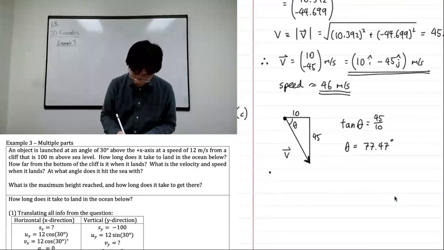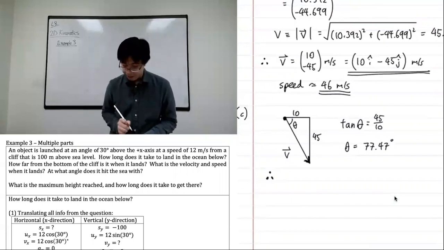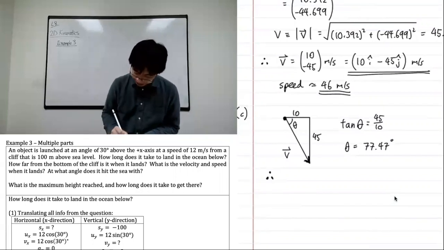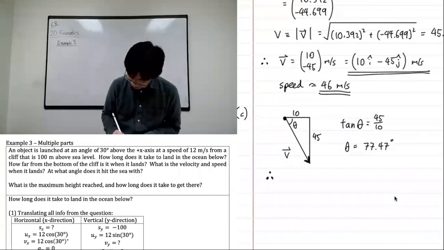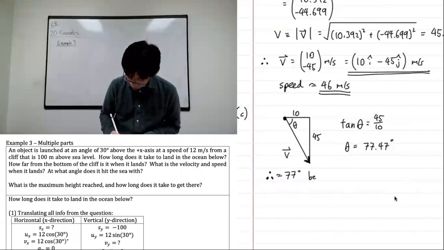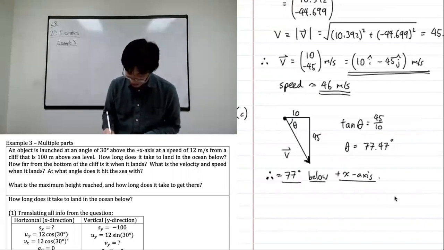So therefore, again, that's math. We need to put it in answers. Let's say the direction is 77, we'll round that to 2 sig figs, 77 degrees below the positive x-axis. Okay, so I have all three pieces of information, so that sounds good to me.